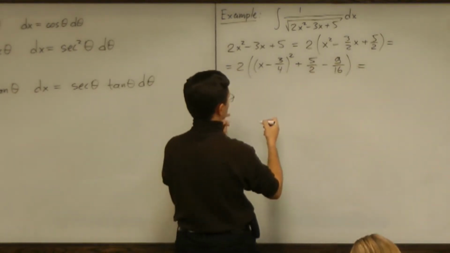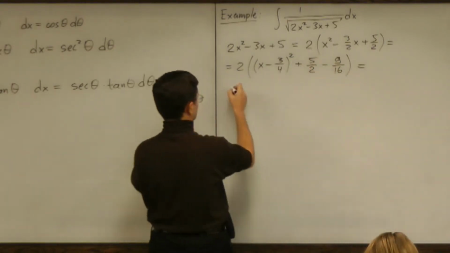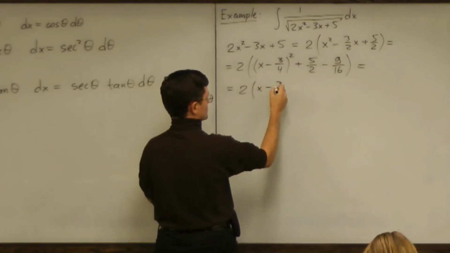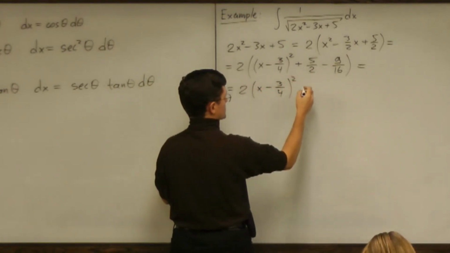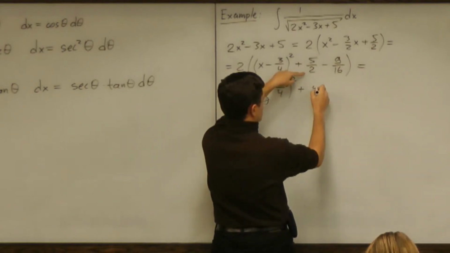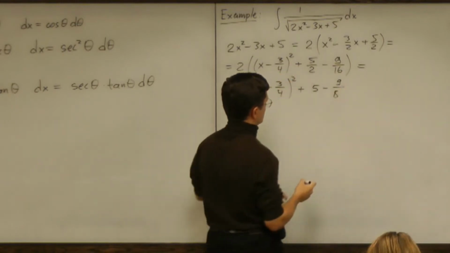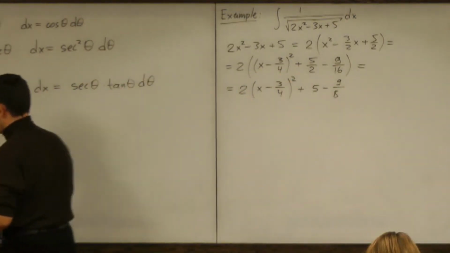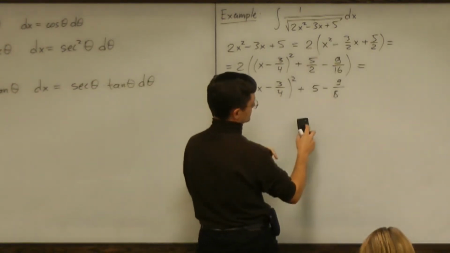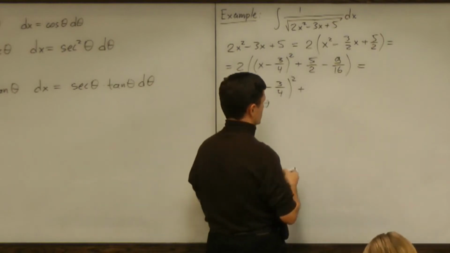And then I bring that to common denominator, multiply by 2. So I have 2 times x minus 3/4 squared plus 5 minus 9/8. Let me simplify that to the common denominator 8. It will be 40 minus 9, so 31 over 8.